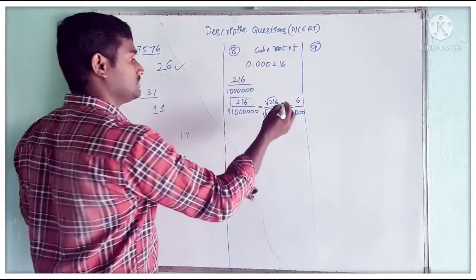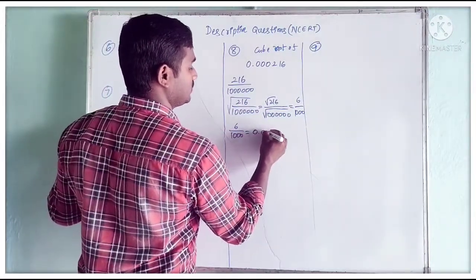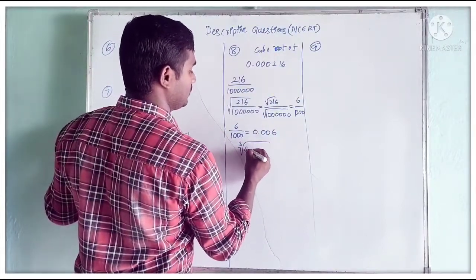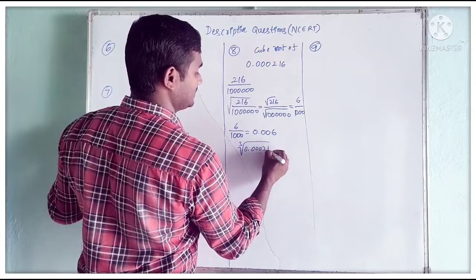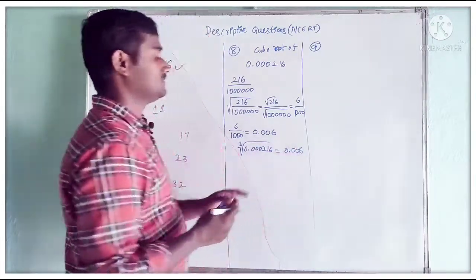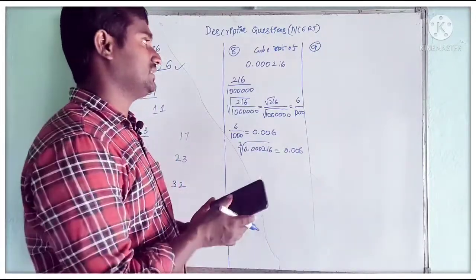Now 6 by 1000, how can you write it? 0.006. Therefore the cube root of 0.000216 equals 0.006, which is the answer.